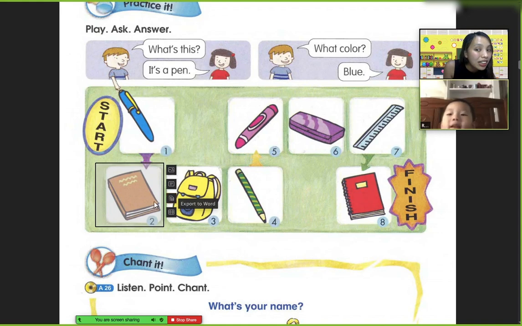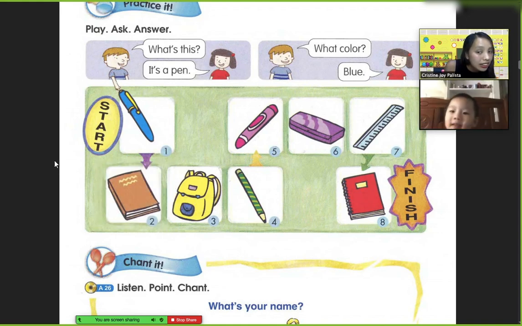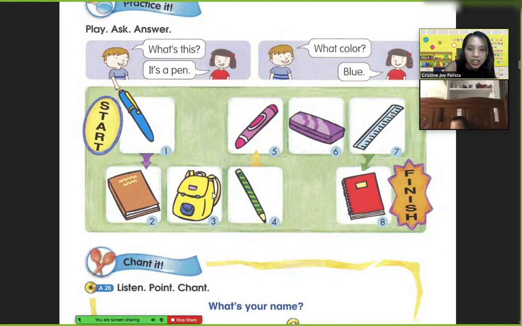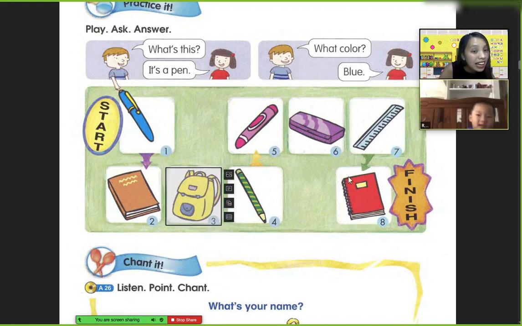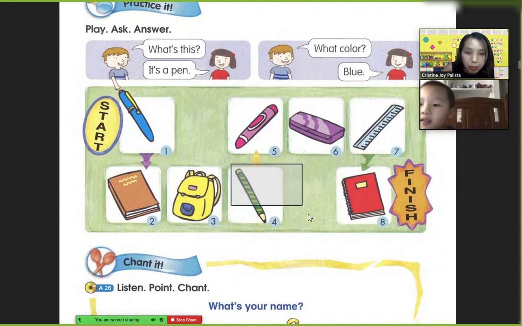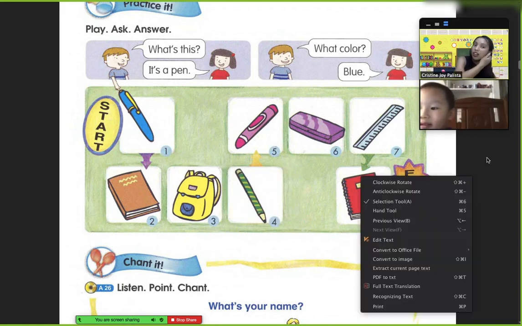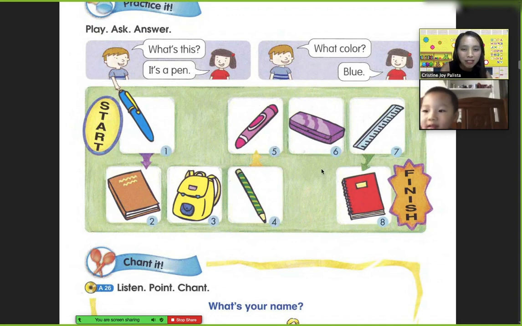It's a book. Uh-huh, color? It's a brown book. Good job. Number 3. This is a yellow bag. Good job. Number four. It's a yellow pen, or yellow and green pen.